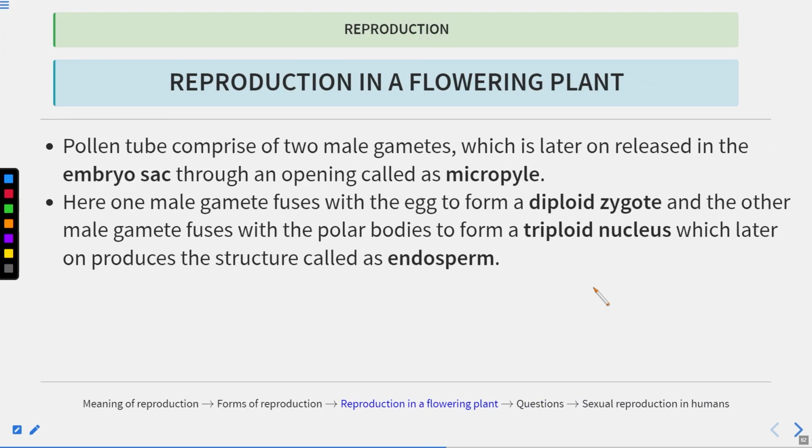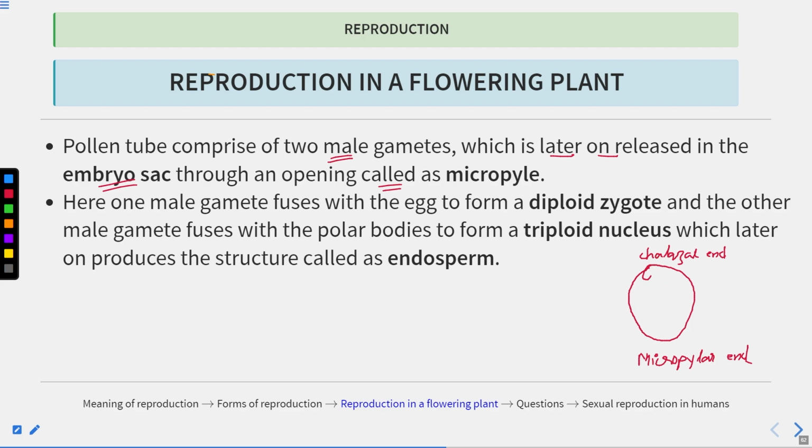Now let's move on. The pollen tube comprises two male gametes, which are later released in the embryo sac through an opening called the micropyle. Clear? So let's draw a rough sketch of an embryo sac. This upper region is known as the chalazal end. This is the micropylar end.